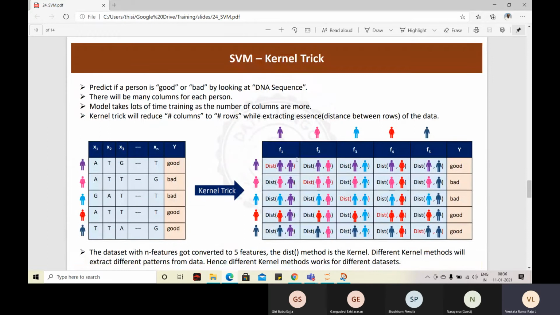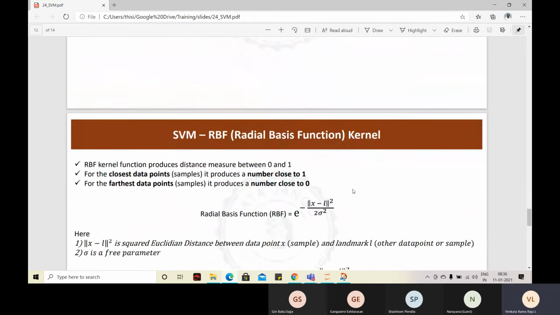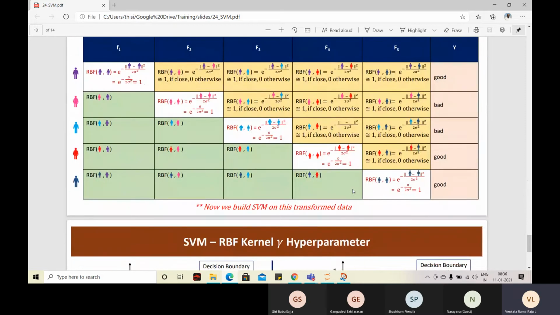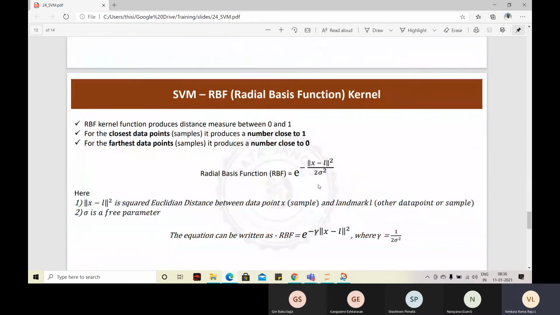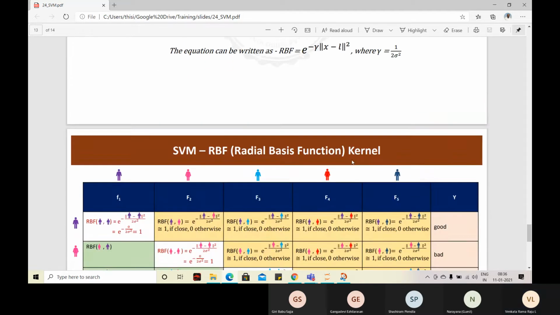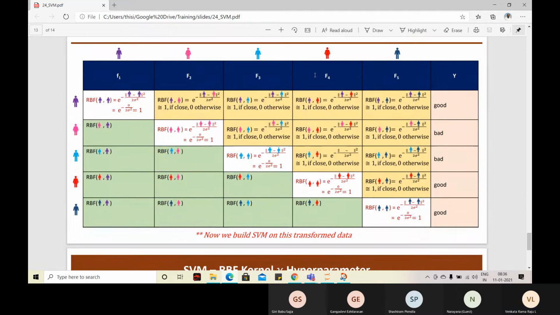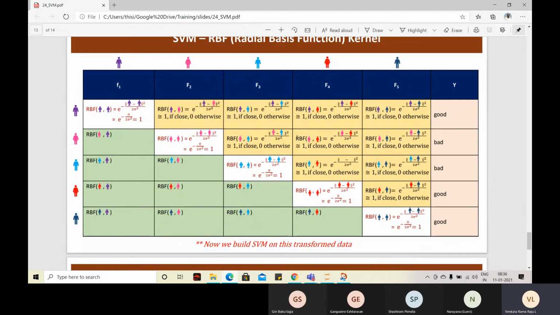While explaining, I said the distance measure is Euclidean distance only. When I took Euclidean distance, I got 0 for the closest data points and a big number for the farthest ones. Instead of that, this radial basis function will give you a number between 0 and 1, 1 being very close, 0 being very far. We are standardizing the data also. We are converting a 5 by 1 million data set into 5 by 5. On top of it, we are standardizing data.